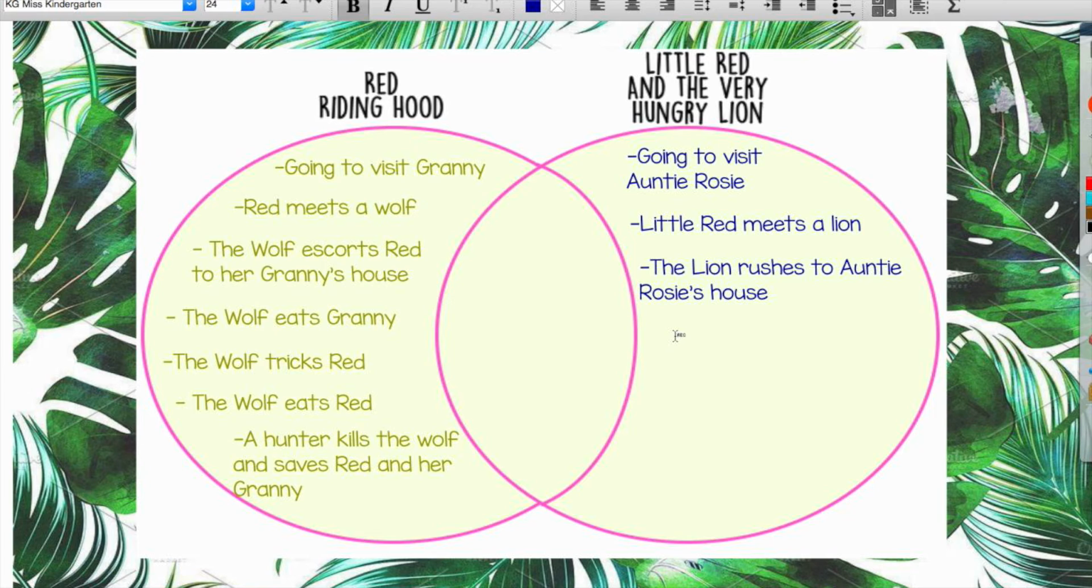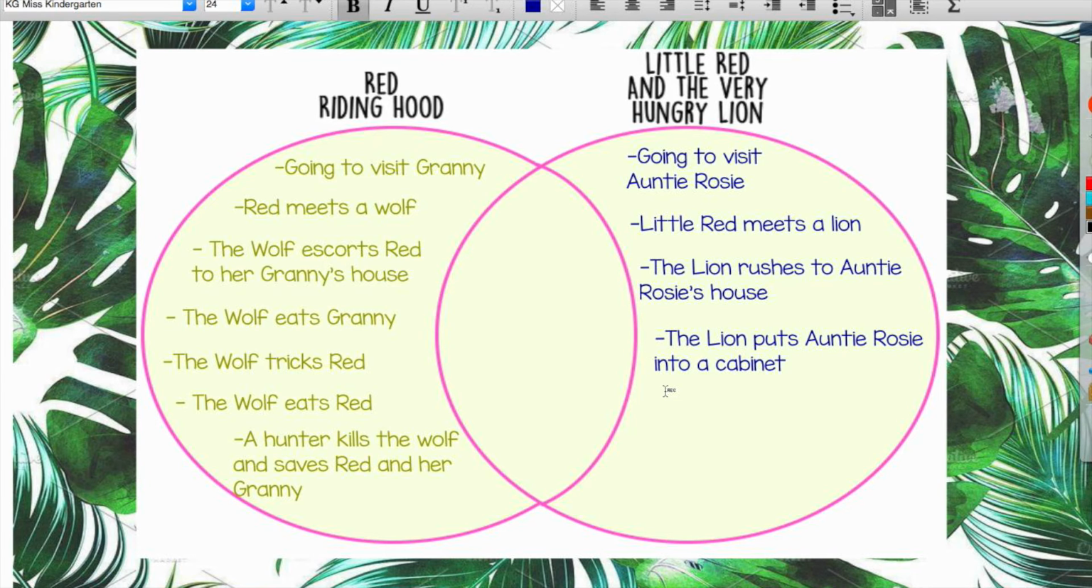Now, whenever the lion gets to Auntie Rosie's house, does he eat her? No, that's another way that this story is different. He actually stuffs Auntie Rosie into a cabinet. So I'm going to make sure I include that on this side of the Venn diagram. The lion puts Auntie Rosie into a cabinet.